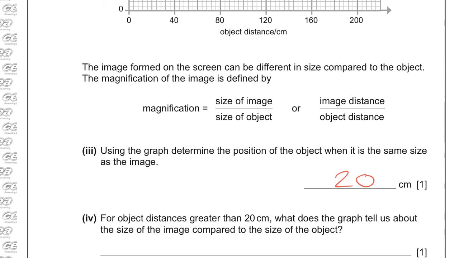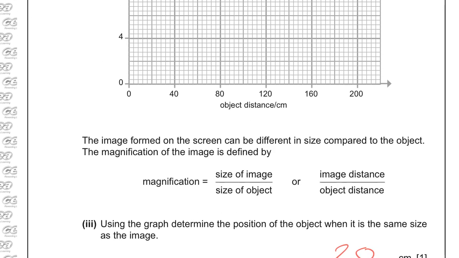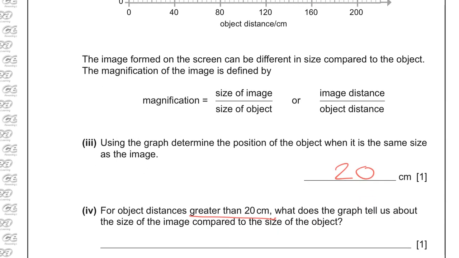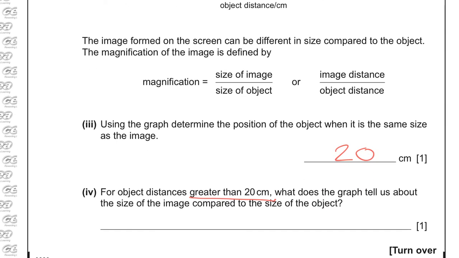In part 4, for object distances greater than 20, what does the graph tell us about the size of the image compared to the size of the object? So we need to have a look again at the graph after 20 centimeters. And you can see all those image distances are smaller. And if the image distances are smaller than the object distances, then the image sizes would be smaller than the object sizes.